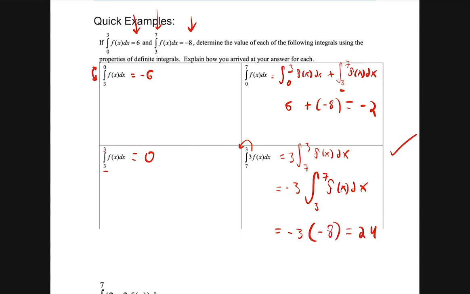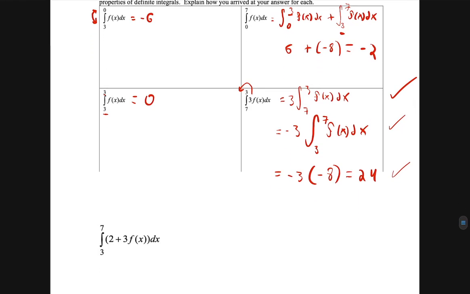So first I pulled out the 3, then I put it back in the correct order by adding a negative sign, and then finally I pulled the -8 that I knew was the definite integral from 3 to 7, multiplied by -3 to get 24. Last quick example before a couple toughies.